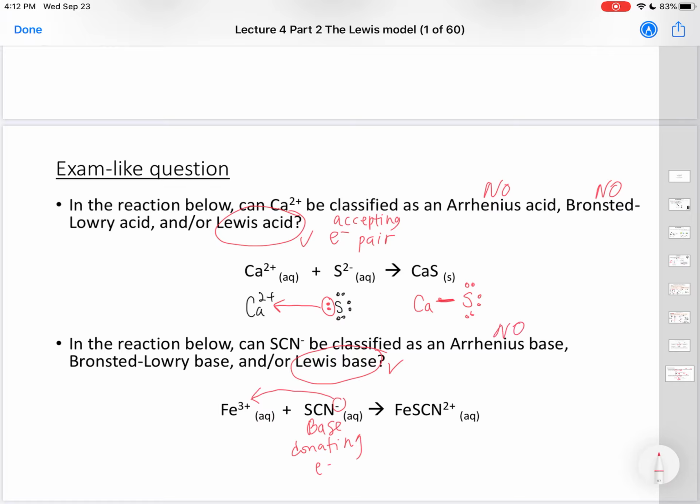But it is not an Arrhenius base. It doesn't produce OH minus. There is no OH minus in this reaction. And it doesn't accept OH minus, or H plus, sorry. It doesn't accept H plus. So therefore, it is not a Bronsted Lowry base. Okay, so you have to be able to go through each one of these situations, okay, and ask yourself, is it an acid, Lewis acid, is it a Lewis base, etc.